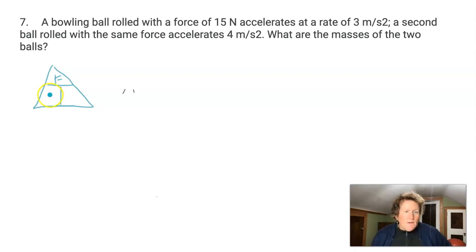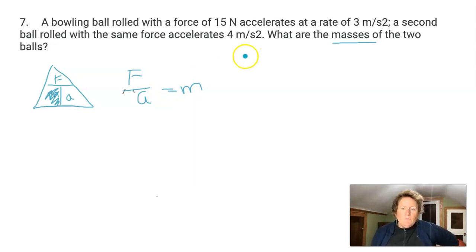So we have a mass, acceleration. We're solving for mass. We're actually solving for 2 masses. So we're going to have to do this equation, force divided by acceleration equals mass, twice, because there are 2 bowling balls here. So each bowling ball has the same force, but there are 2 different accelerations. So we're doing 2 different problems here.